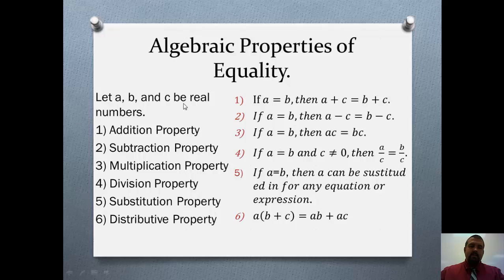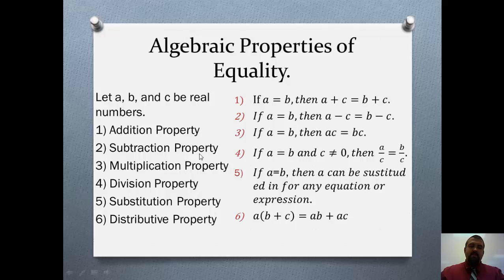So the number 1 here is the addition property. If A equals B, so if I have two numbers equal to each other, then I can add C to both sides and it's still true. So if A equals B, then A plus C equals B plus C. Yep, addition property. It allows me to add the same number to both sides. I then look at the subtraction property. It probably lets me do the same thing, but subtract the same number from both sides. If A equals B, then A minus C is equal to B minus C. Yep.